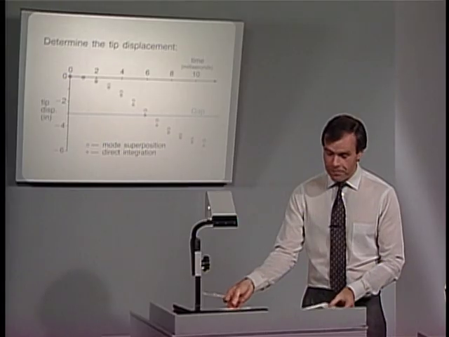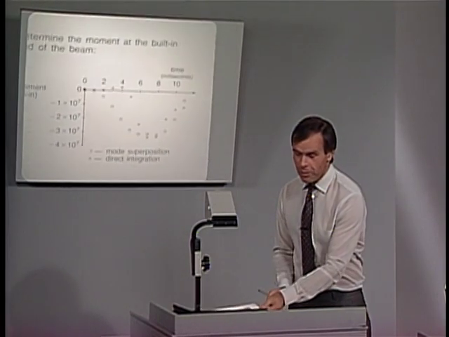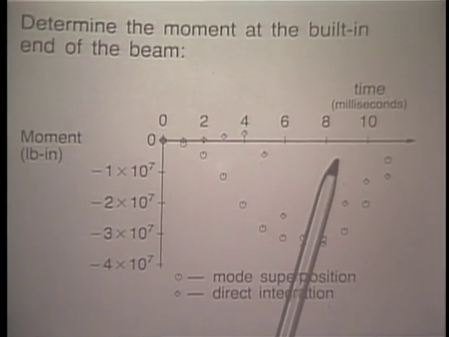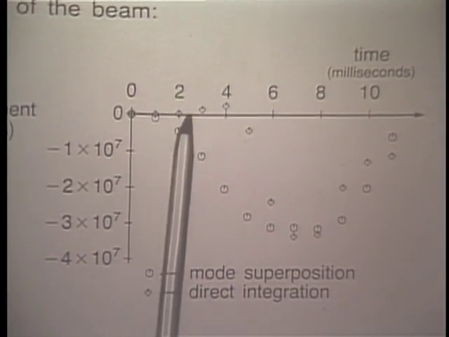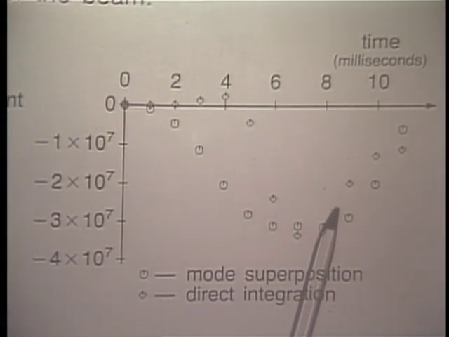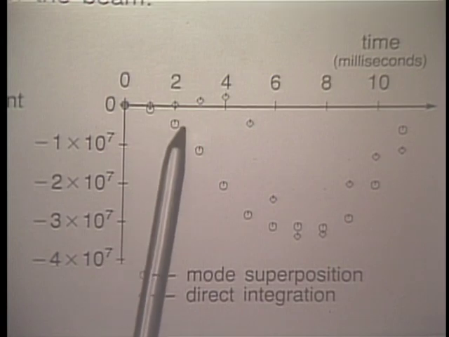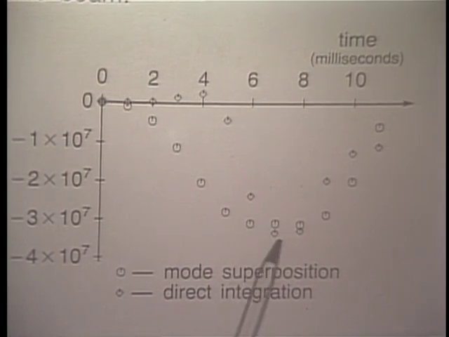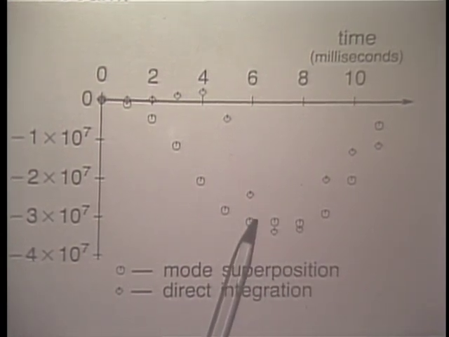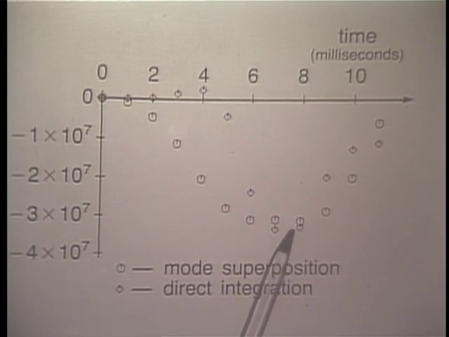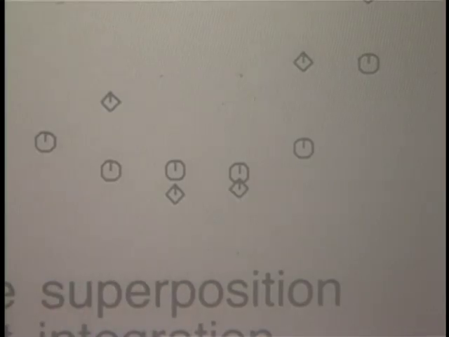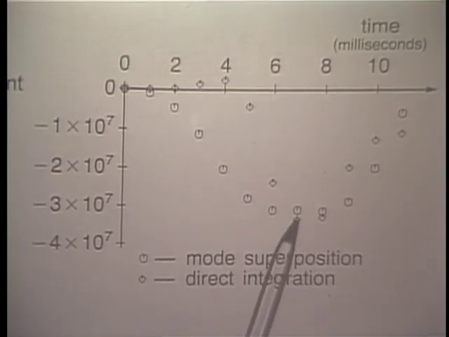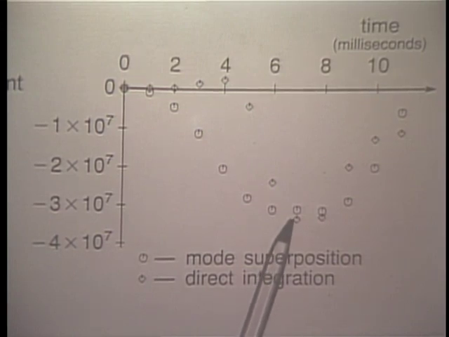Now let us look at the moment at the built-in end of the pipe. And here we have the moment response plotted as a function of time for the direct integration solution, as shown here, and for the mode superposition solution, as shown here. We notice that the maximum moment occurring in the pipe at the built-in end is almost the same when predicted by the mode superposition solution and the direct integration solution. There's some small difference, but the difference is certainly not very large.